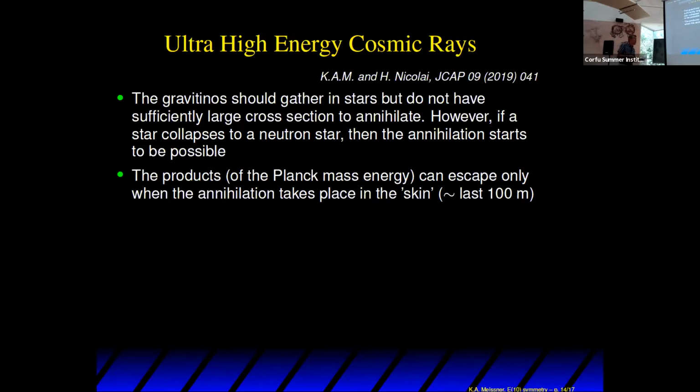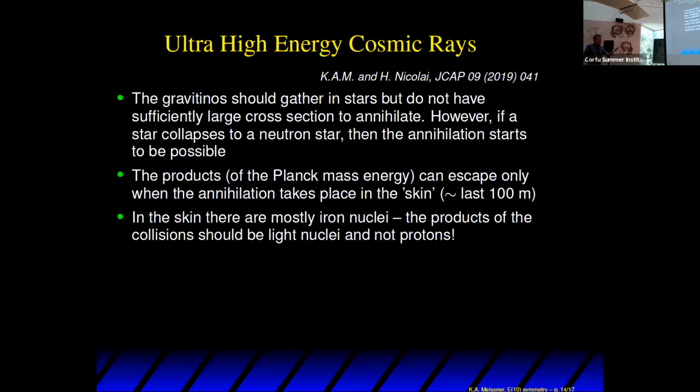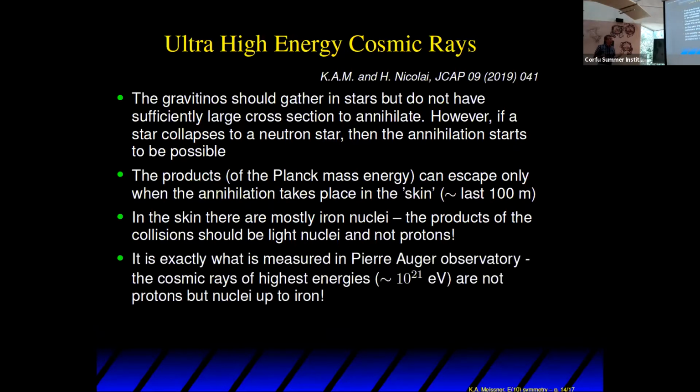But the products should be produced in the skin of the neutron star, because otherwise they would be absorbed by the neutron star. So in the skin, there are mostly iron nuclei of the neutron star. So our prediction is that they should be light nuclei coming out of the neutron star. And the ultra high energy cosmic rays, the biggest energy cosmic rays, should not be protons, but should be light nuclei. And actually, this is what the Pierre Auger Observatory measures.